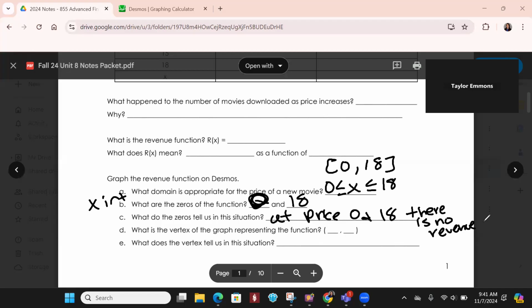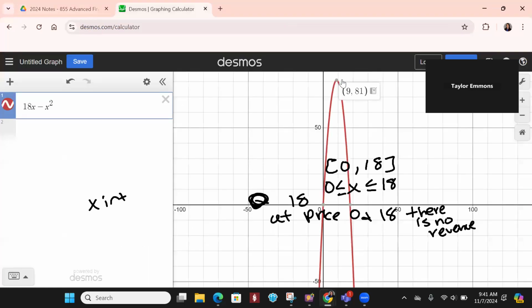All right. On the next one, what is a vertex? Highest or lowest point. So it's a max or a min, right? Okay, so our vertex, if we look back at our graph, is this one. So (9, 81).